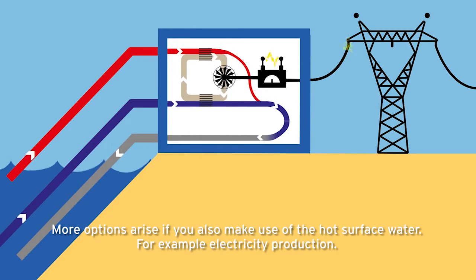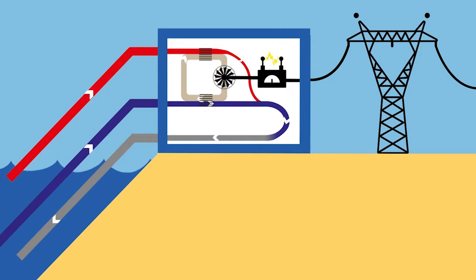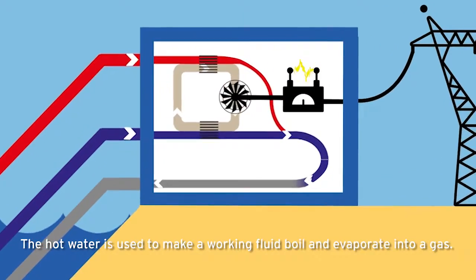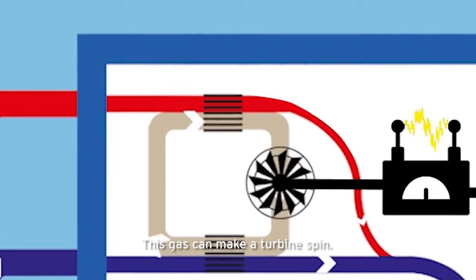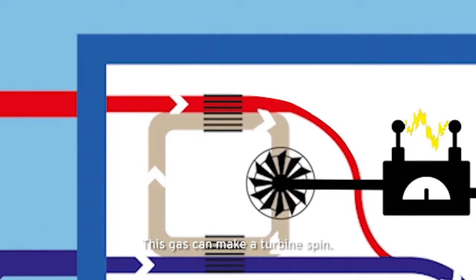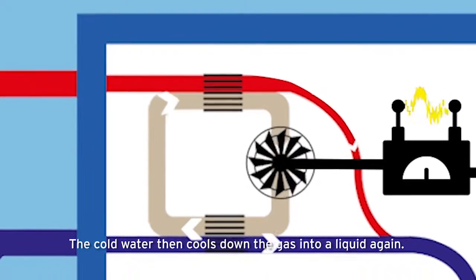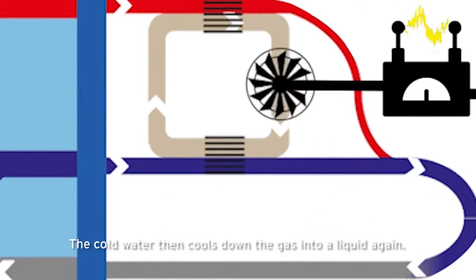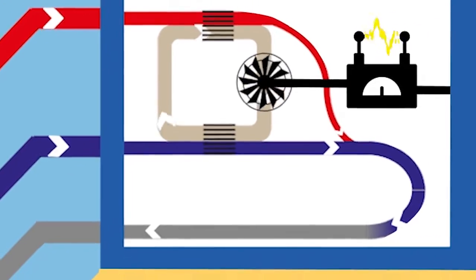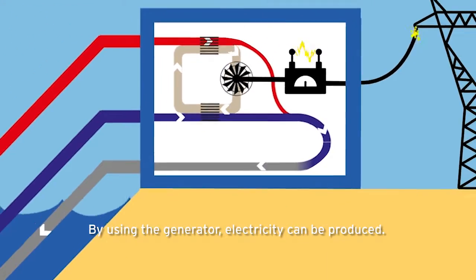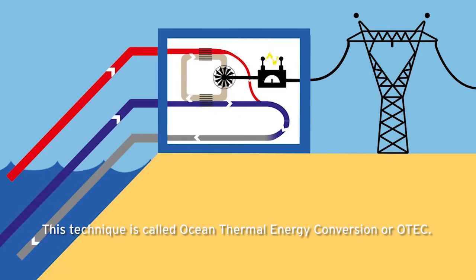More options arise when you also make use of the hot surface water. For example, electricity production. The hot water is used to make a working fluid boil and evaporate into a gas. This gas can make a turbine spin. The cold water then cools down the gas into a liquid again. In this way, we have a closed cycle of the working fluid. By using a generator, electricity can be produced. This technique is called ocean thermal energy conversion, or OTEC.